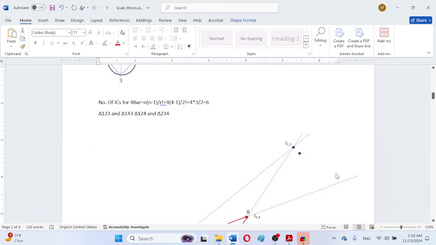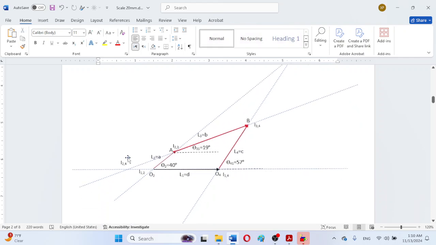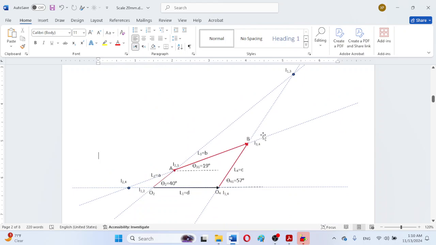Further, we can copy this to locate it here like this, or we can use the up and down arrows to exactly locate it here. So these two unknown instant centers have been located.